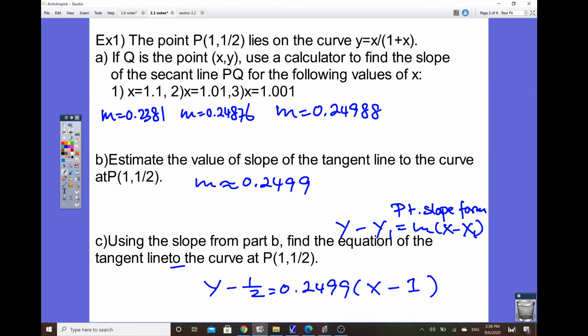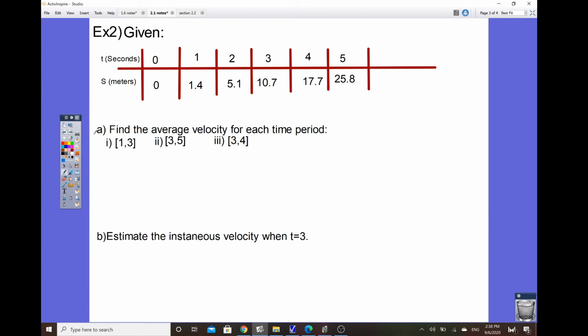Okay, so now let's see what else we got for the last one. This one, the table is given already, and we want to find the average velocity for each time period. For those of you wondering, do I need to generate the linear regression model? Well, this one, we're not quite sure whether it's linear or exponential. It's not specified, so there's no need to generate the regression model. So again, using the structure for the slope, f of x2 minus f of x1 over x2 minus x1, we can find the slope, the average velocity, and also use that to approximate the instantaneous velocity at t equals 3.